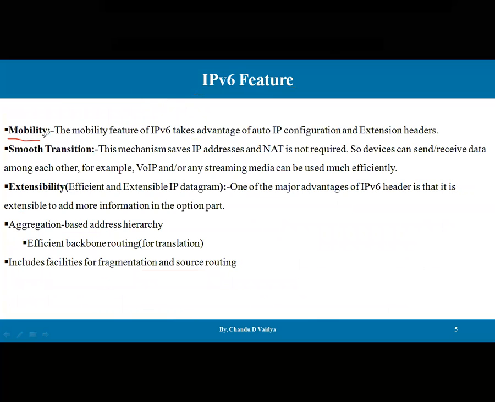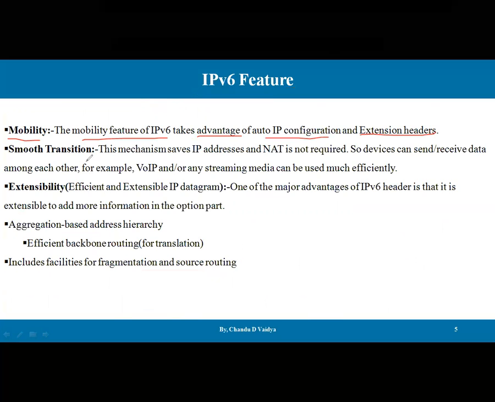Moving on, changing the node from one network to another network is easily possible because plenty of addresses are available. The mobility feature in IPv6 takes advantage of auto configuration and extension header.